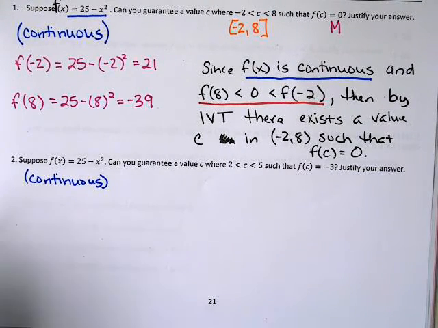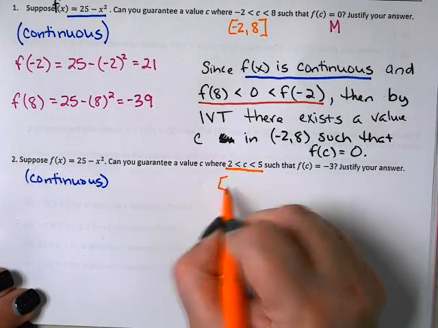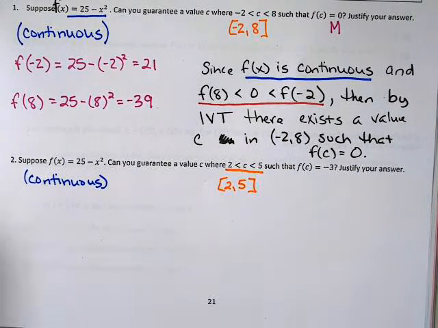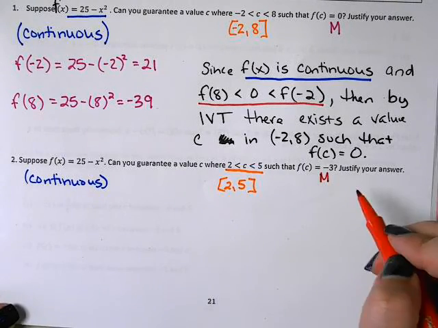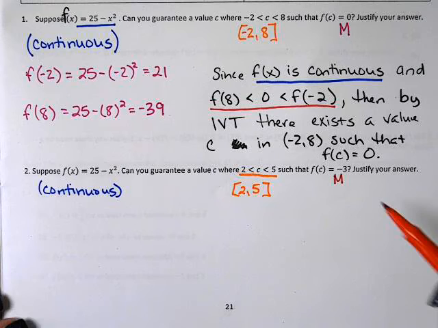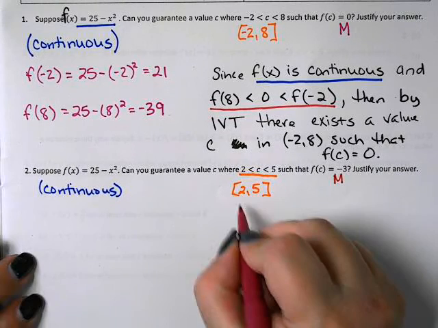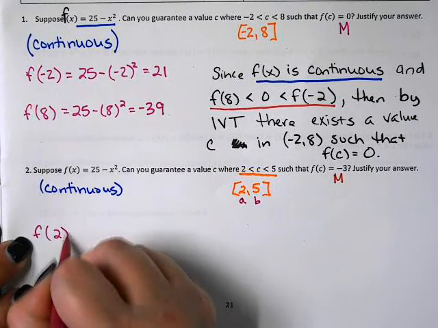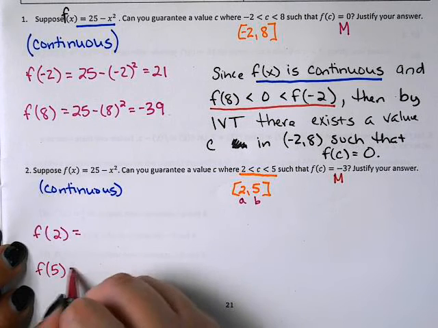All right, but now we're looking at a little bit of a different interval. So we're looking from 2 to 5. And we want to know, is there a value c such that f of c equals negative 3? So negative 3 is this m value that we're going to see if it falls between f of a and f of b. So again, here's our a and our b. So we're going to figure out what is f of 2 and what is f of 5.